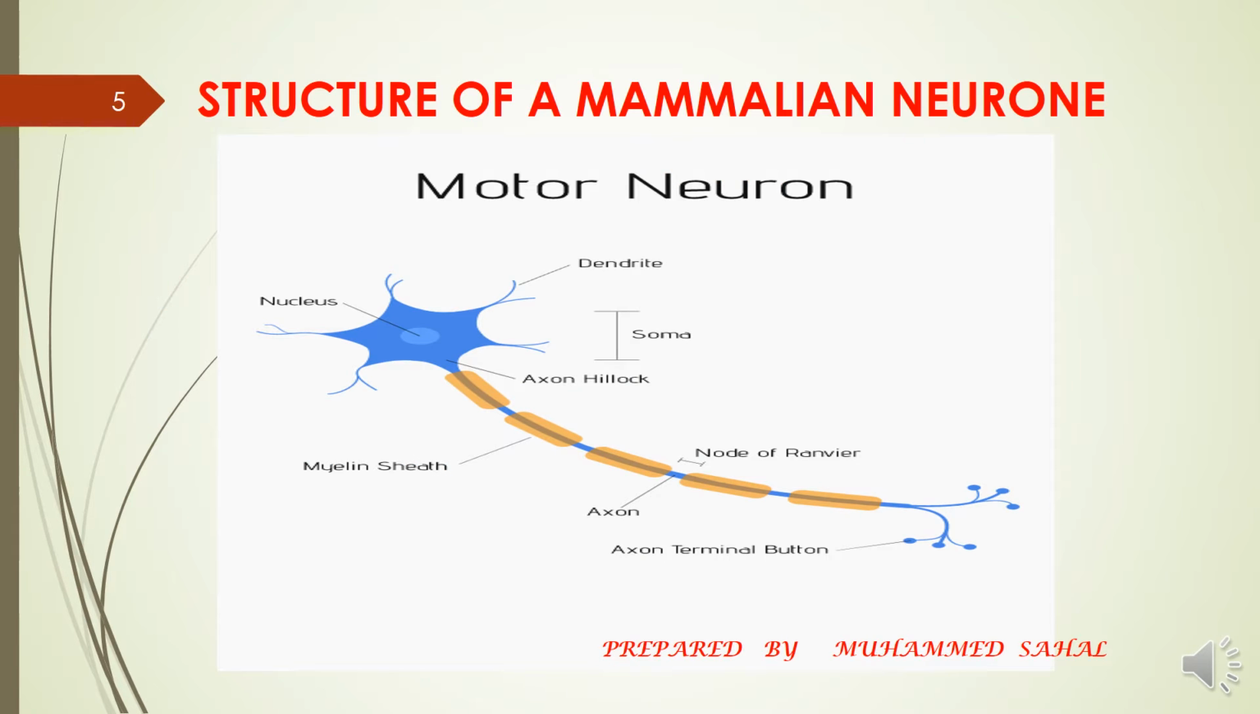Structure of a mammalian neuron. Look at this diagram. You can notice nucleus, dendrite, axon, myelin sheath, node of Ranvier, axon, axon terminal button. Focus on this diagram well. Now we are going to discuss its structure.